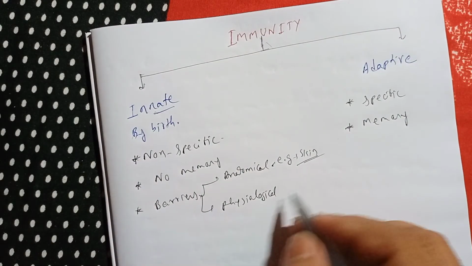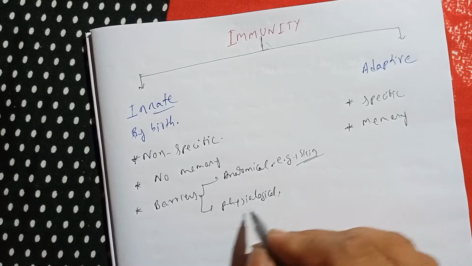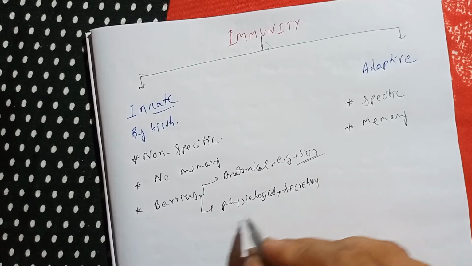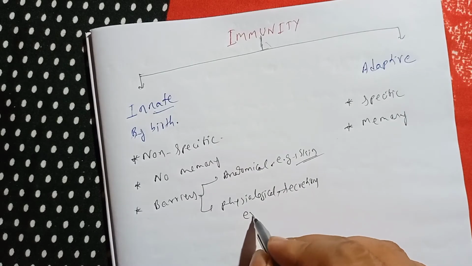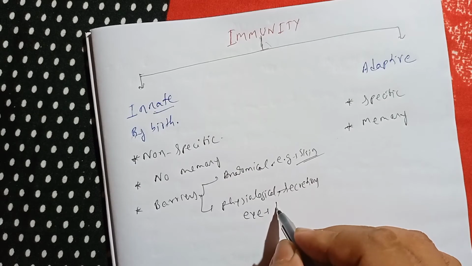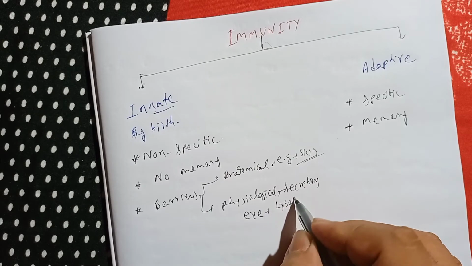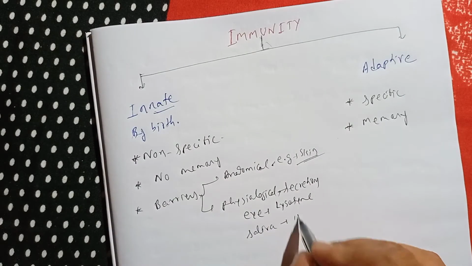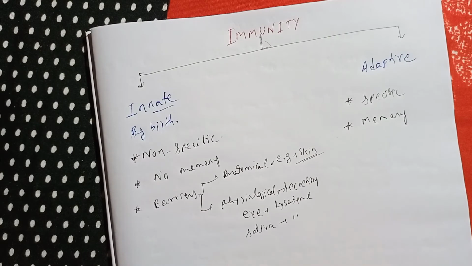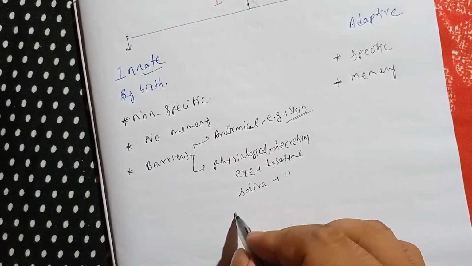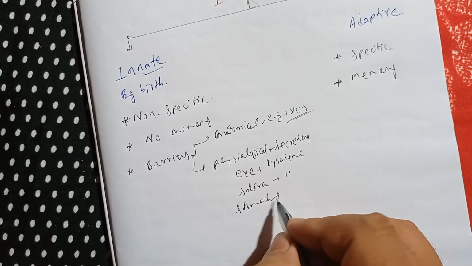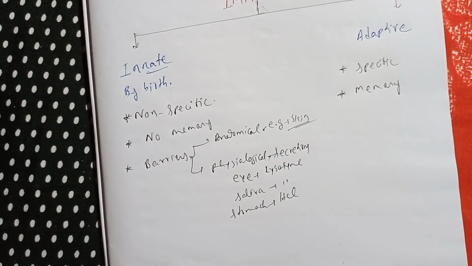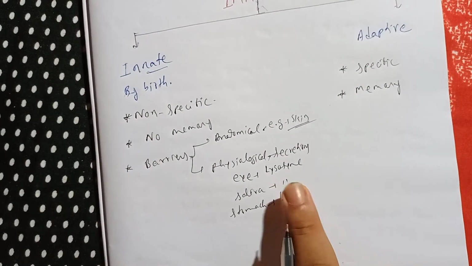Of course, there are also the physiological barriers. We can say these are the secretions of different organs, like lysozyme within the eye, saliva, and something like these. I should also mention the stomach, where there is HCl. There are many more things, but I am just mentioning a few of them. So these are the physiological barriers.